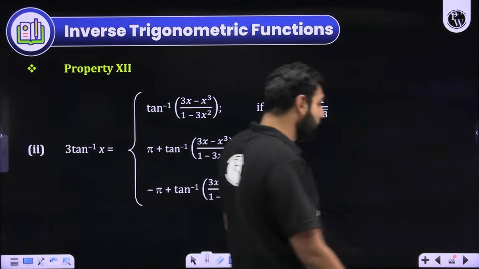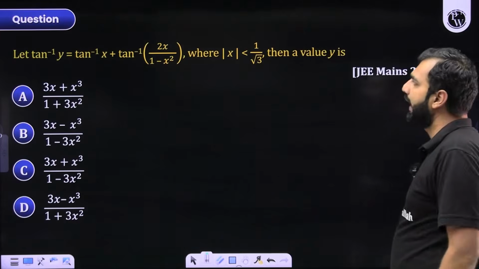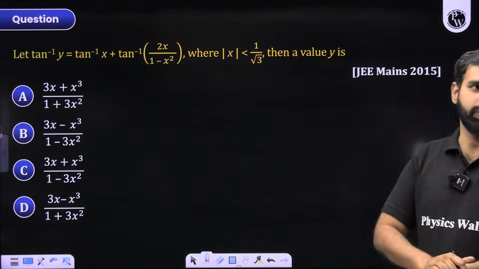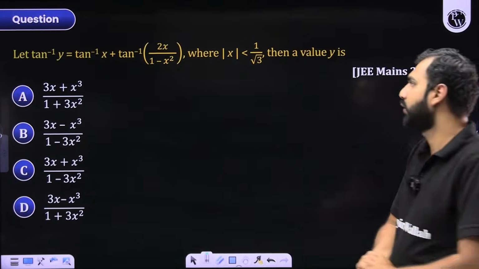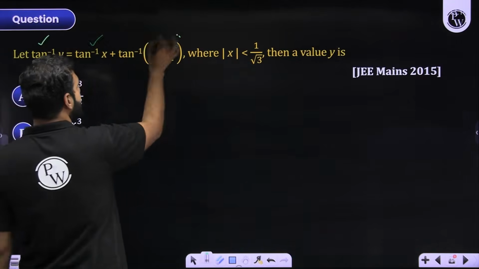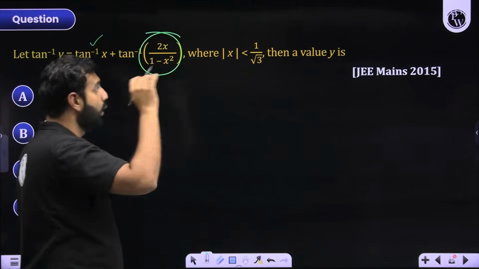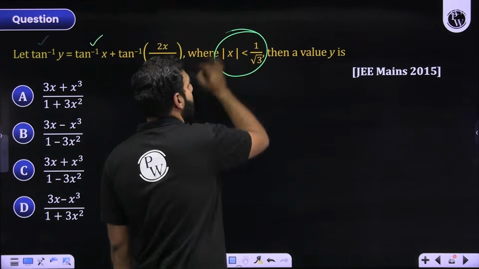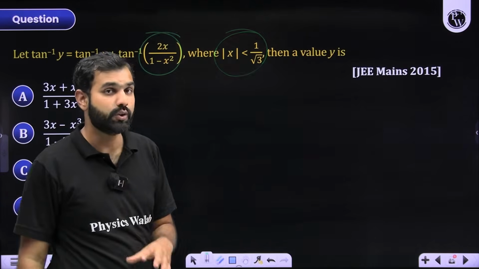Now, if I could move ahead with the next set of rules, I am having a question right in front of me. Let's try and solve this particular question. How do we do it? So the question says tan inverse y is equal to tan inverse x plus tan inverse 2x upon 1 minus x square, where mod x is less than 1 by root 3. That is something they have given to assist us.